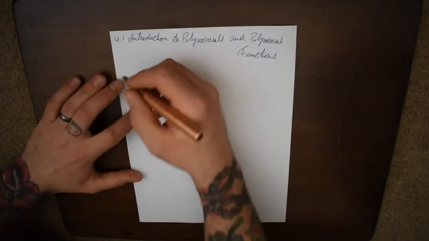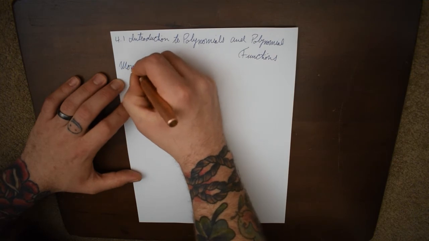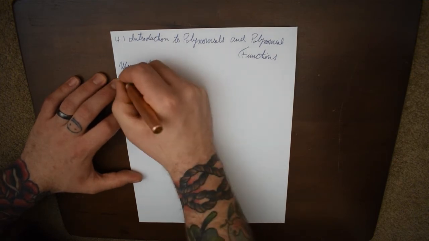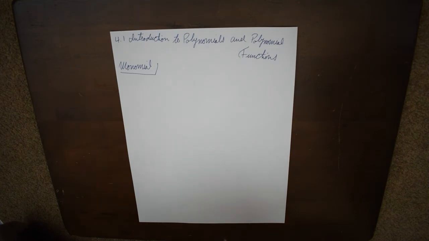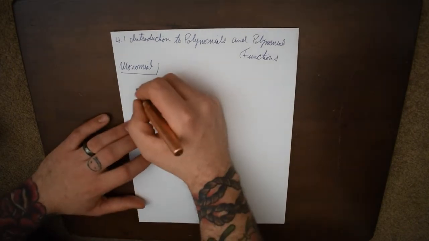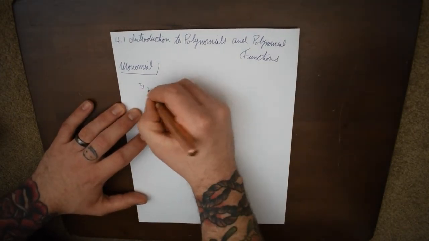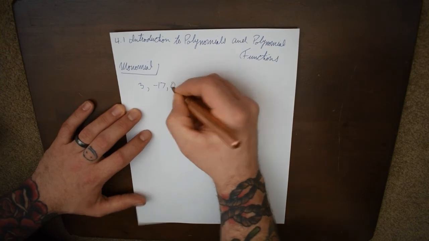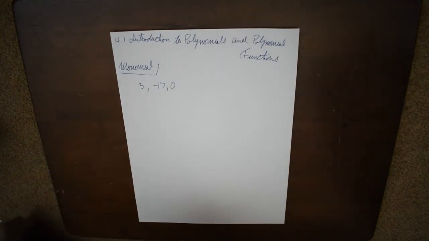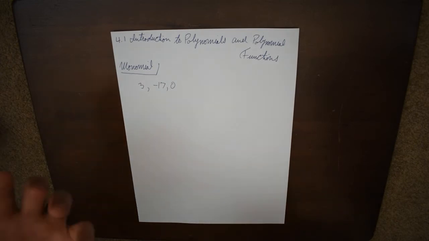Let's talk about what a monomial is. A monomial is a constant, or a constant times some variable or variables raised to powers that are non-negative integers. I'll say that again. A monomial can be something like the number 3 or negative 17 or 0, just a constant term. Constant terms times some variable or variables.